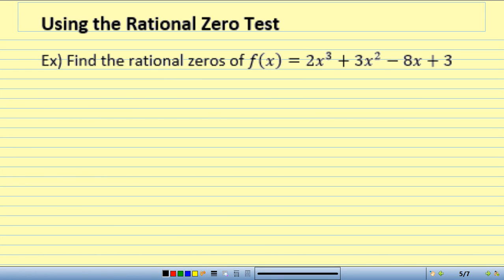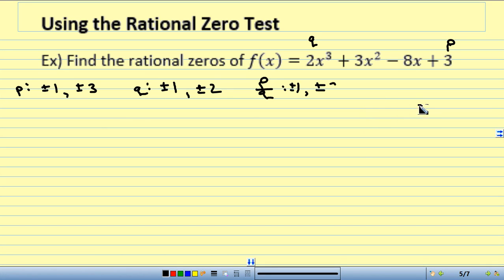You need to find the rational roots. Same thing. Different type of problem, same thing. So you have 2x cubed plus 3x squared minus x plus 3. So first off, I got my p's. I got my q's. Now, my p's are plus or minus 1, plus or minus 3. My q's are plus or minus 1, plus or minus 2. So my p over q, first off, I'm going to take if they're divided all by 1. So I got 1 over 1, which is 1. So plus or minus 1 and plus or minus 3.